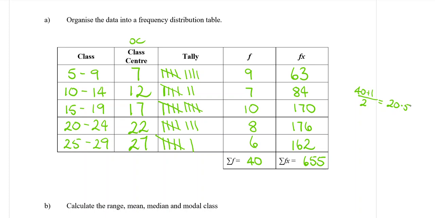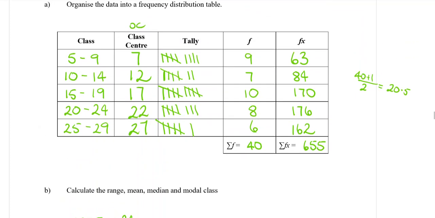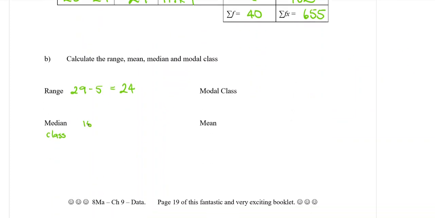When you see the answers, Mrs. Lovell wrote these out, she didn't even find the class, she just wrote it's between the 20th and the 21st. But I think we should do the actual class. So let's count down. We've got 9 here, 10, 11, 12, 13, 14, 15, 16, 17, 18, 19, 20 and 21. They're both in that section there, which means the class would be the 15 to 19 section. So 15 to 19 is the class where the median would be.